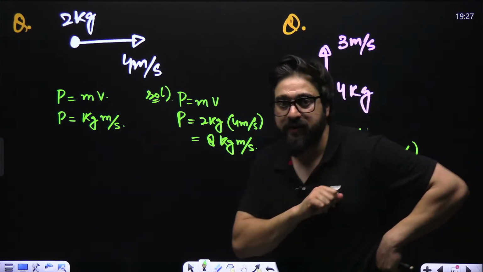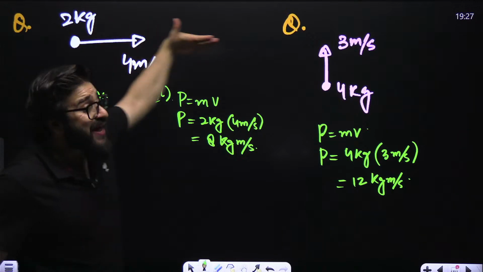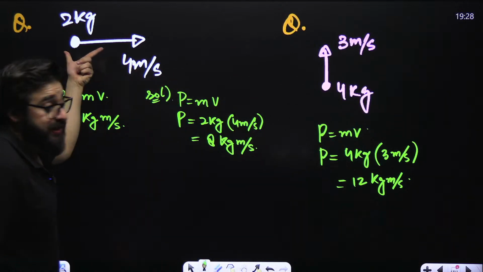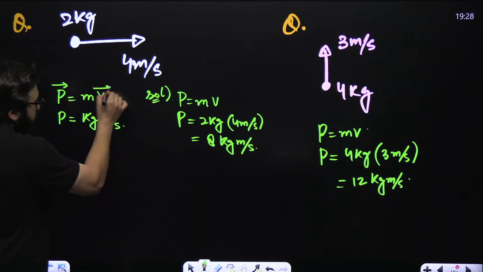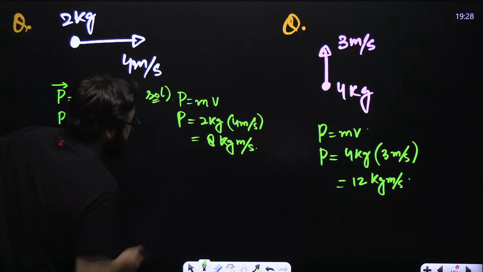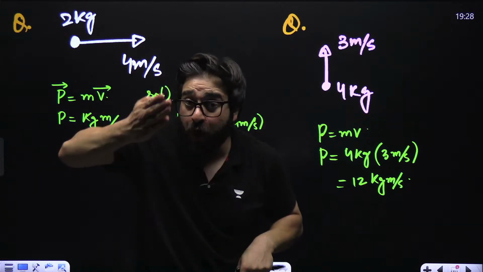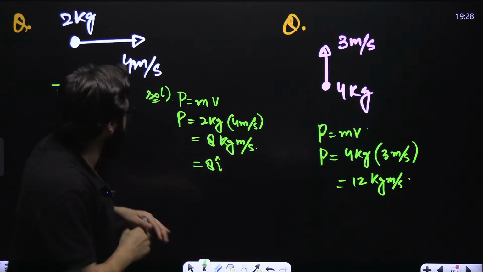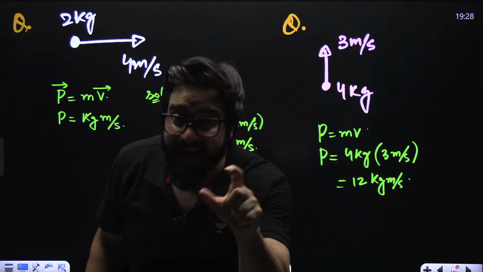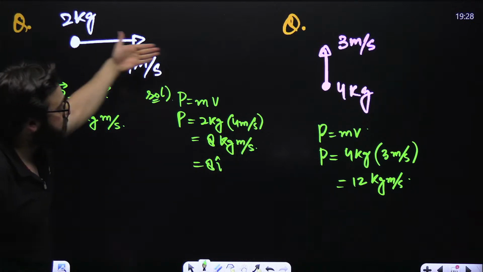Now, guys, tell me one thing. This one is moving in the x direction. I have told you so many times, momentum is a vector quantity. If a vector quantity is in the positive x direction, we write it as 8 i cap, because it is in the x direction. If it was moving in the opposite, left direction, I would have said minus i cap. The i cap gives us the direction of the vector, meaning it is in the positive x.